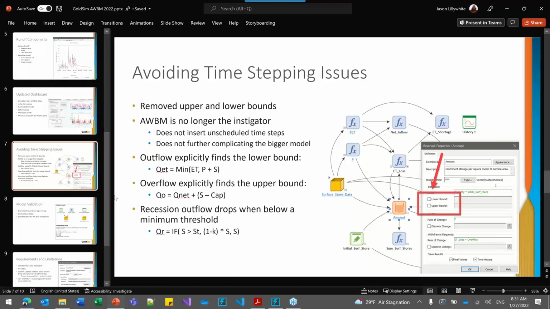But when you hit a bound on one of these stores, GoldSim will, by default, insert an unscheduled time step. And so what was happening here is that if you allow unscheduled events to occur in your model, AWBM, because it has 3 different stores in there with bounds, mainly the surface stores, the model could be generating unscheduled events when these bounds are hit, thus potentially impacting the rest of your model. So at the time, what we suggested was to just disable unscheduled events in your model, and then you won't have that problem, and that was fine. However, there are a few users out there who want unscheduled events in their main model, but don't want AWBM to be impacted by them, nor do they want AWBM to instigate these unscheduled events.